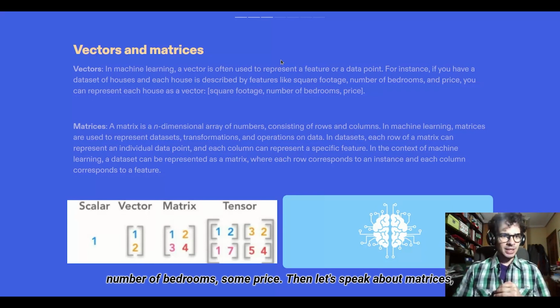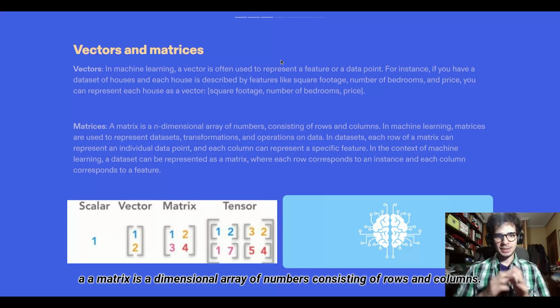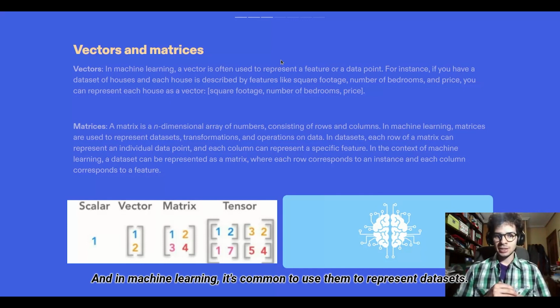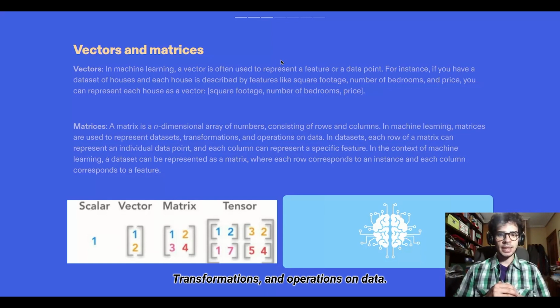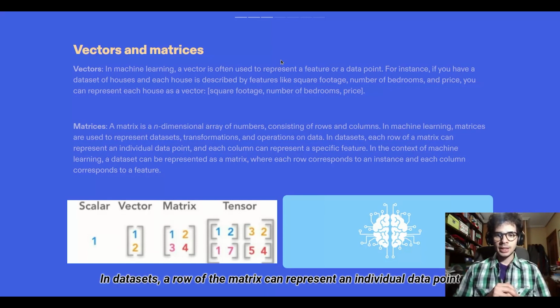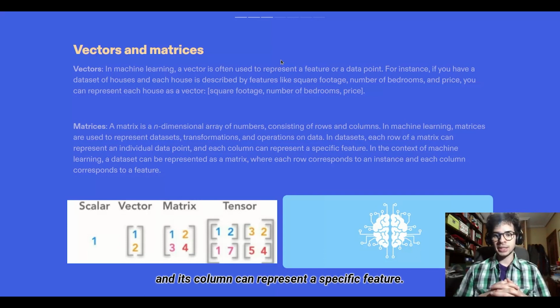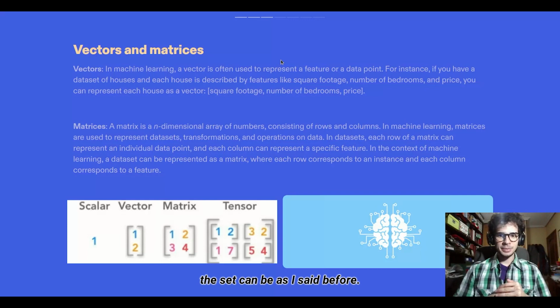Then let's speak about matrices. A matrix is a two-dimensional array of numbers consisting of rows and columns. In machine learning, it's common to use them to represent data sets, transformations, and operations on data. In data sets, each row of the matrix can represent an individual data point, and each column can represent a specific feature.